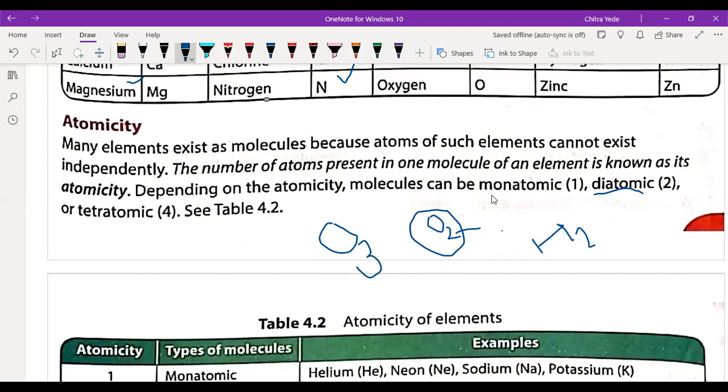Sir, diatomic means 2 only, no? How can ozone come under it? No, it is tri. Tri means 3. Yes, triatomic.